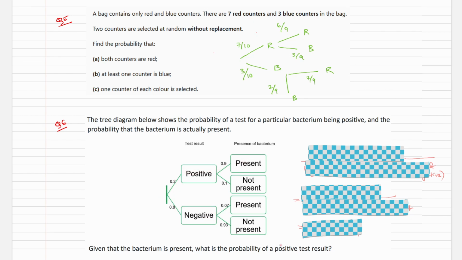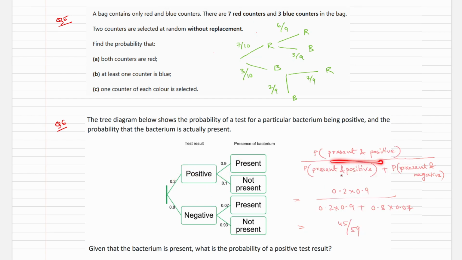What is the probability of a positive test result? That is just positive into present. So that will be 0.2 into 0.9. Alright, simplify this and you should get your answer. So present and positive plus present and negative, because you have to trace how the bacteria is present via both the paths. Simplify this and you will end up with 45 by 59.